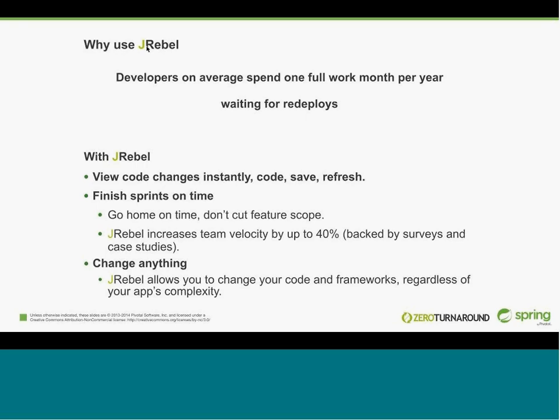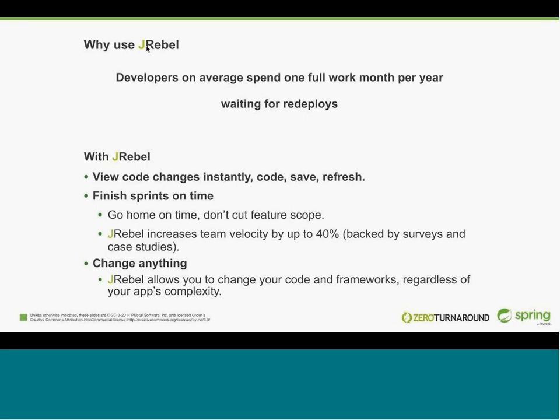So with JRebel, you make changes to your code, you hit save, hit refresh, and it's done. So you can go home on time, finish your sprints on time, don't work overtime, and you don't have to cut features either. Typically as developers get closer to the end of the sprint, you're stuck with the, oh crap, I have these 18 things to do and I have to get it all done in the next week, right? And what we find is that with JRebel, team velocity actually goes up about 40%.